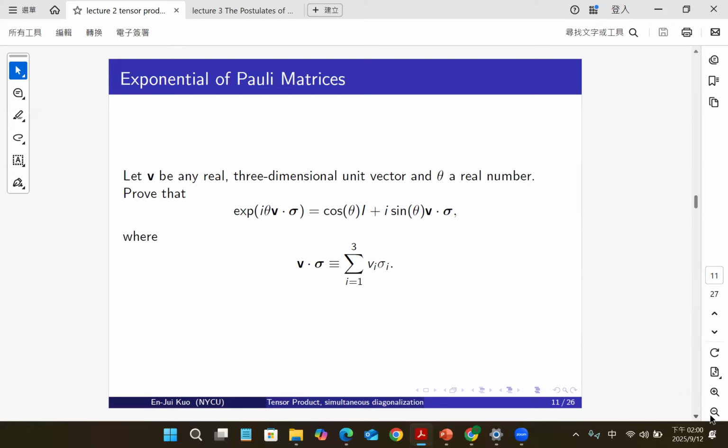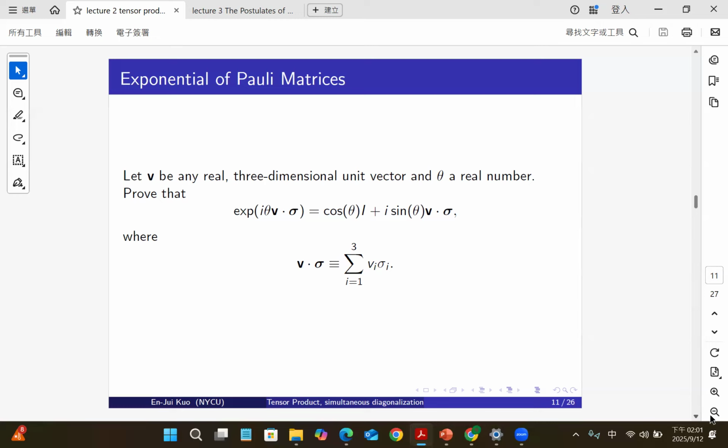Do you all understand this formula? You have to first create an explanation for it. Basically you need to notice that this is the dot notation. v is a three-dimensional vector, and sigma is viewed as a three-dimensional vector, but each component is a matrix: sigma x and sigma y. The definition of v dot sigma is this: v1 times sigma x plus v2 times sigma y plus v3 times sigma z.